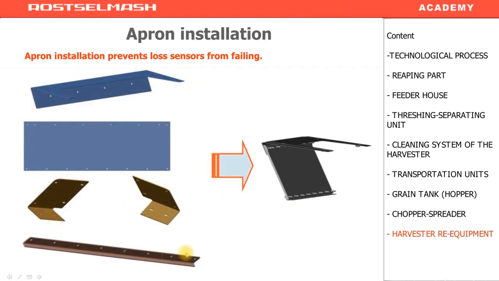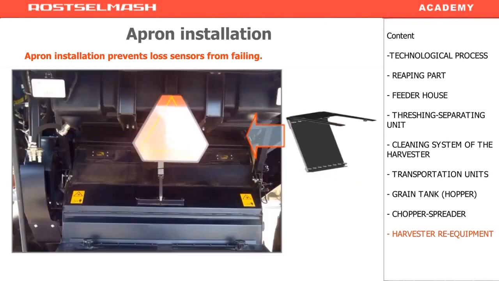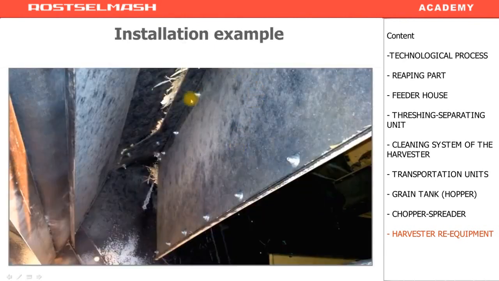In the re-equipment kit, there is an apron assembly. The apron protects the loss sensors from failing. It is installed from the inside, under these bolts on the edge. This is what the apron looks like. It also protects the fins of the sieves from being damaged by corn and other foreign matter.